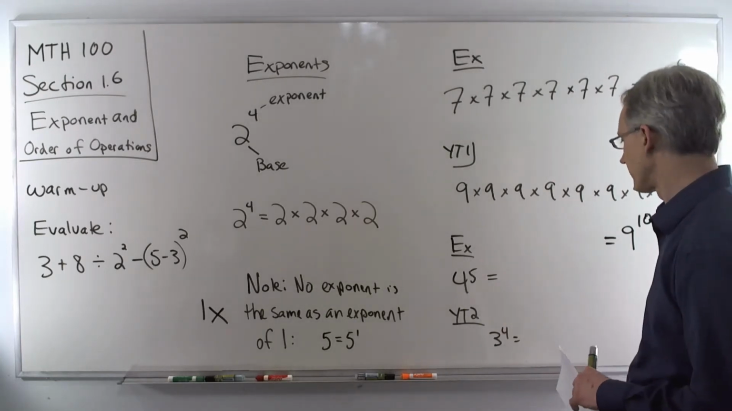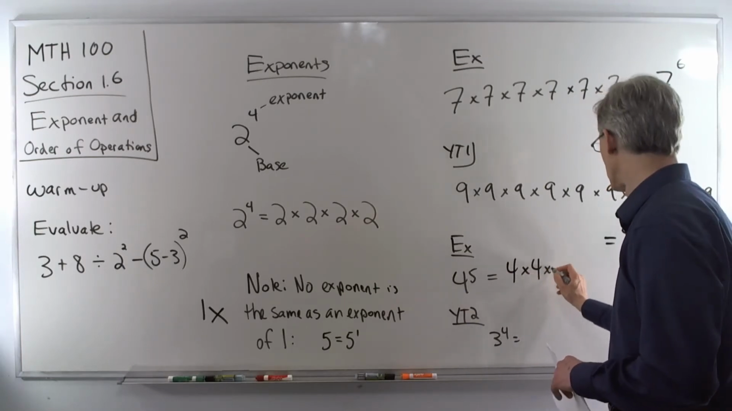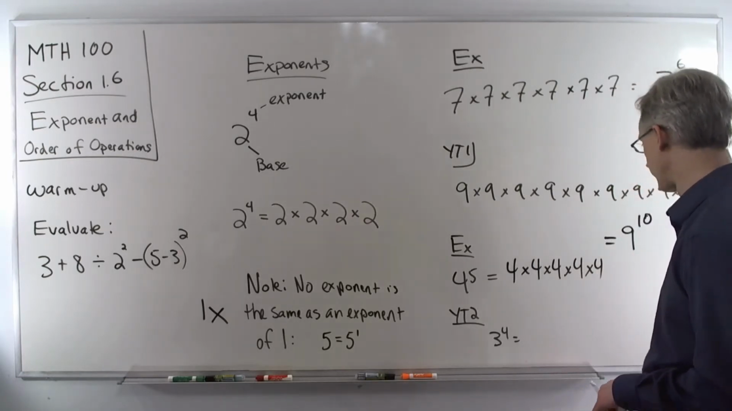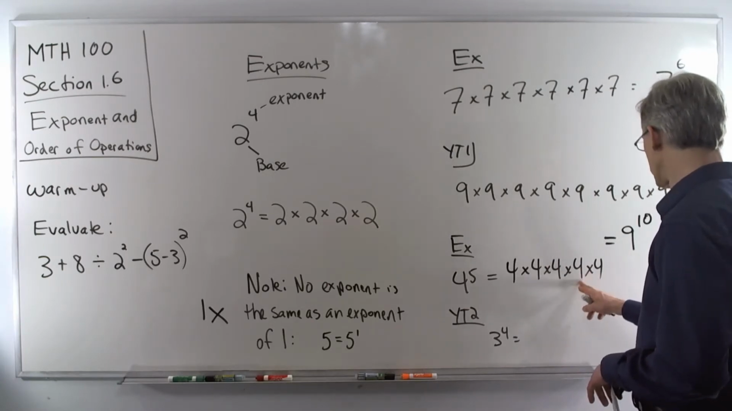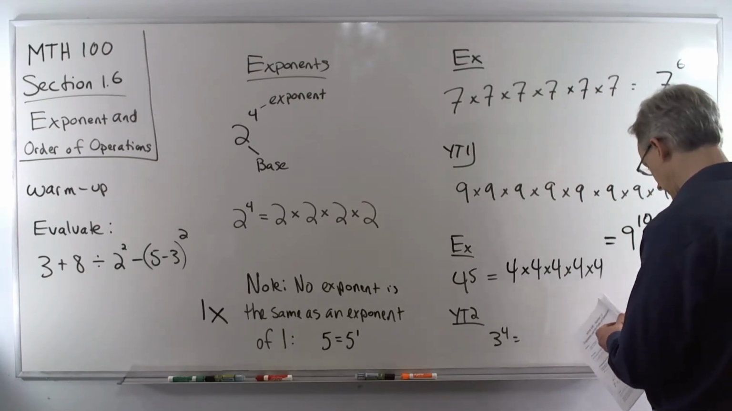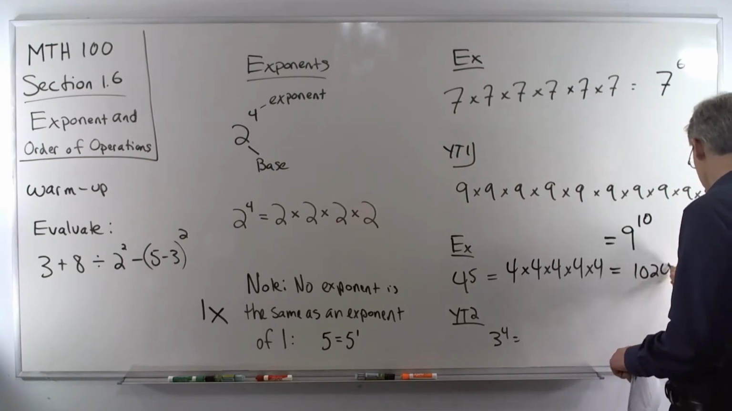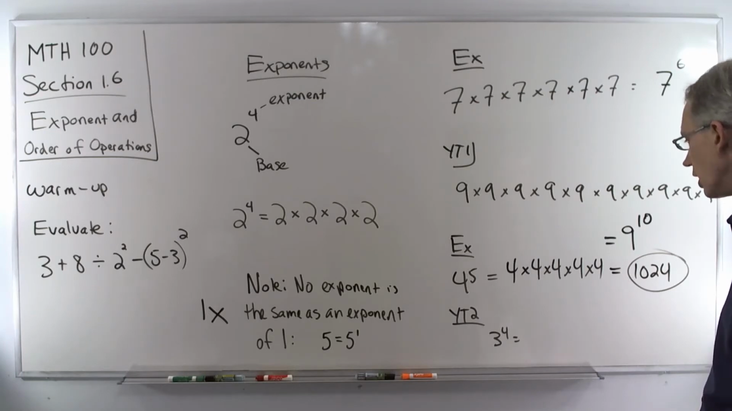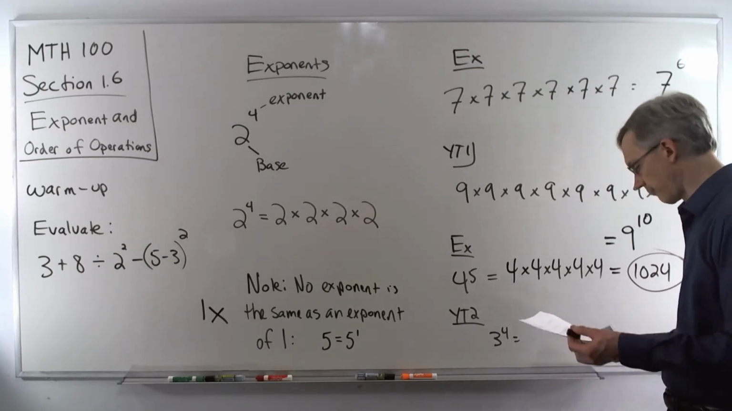I'm going to take 4 to the 5th and evaluate it, see what that equals. We got 4 times 4 times 4 times 4 times 4. So 5 4s. So we got 4 times 4 is 16, times 4 is 64, times 4 is 256, times 4 is 1,024. Your turn number 2. Let's multiply and evaluate 3 to the 4th power.